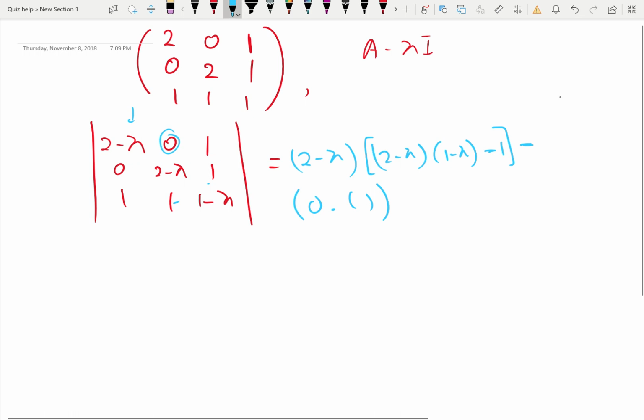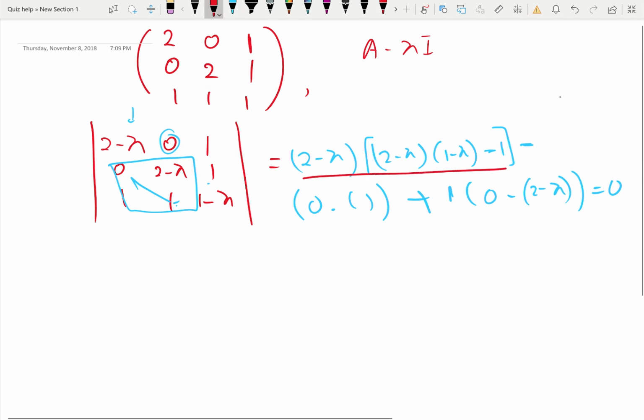And then the third term, by default plus, is 1 times the determinant of this part, which will be 1 times 0 is 0, 0 minus 1 times (2 minus lambda). Okay, so this is what we get. We need to make it equal to 0 so that we can find the roots of lambda.